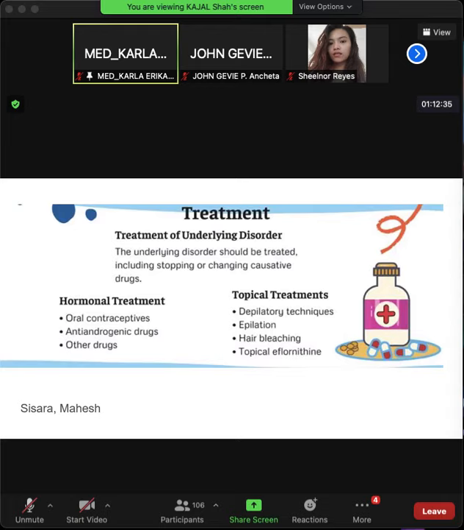For the hair bleaching, it makes excessive hair less obvious. And for the topical, eflornithine is a prescribed cream specifically for excessive facial hair removal. It's applied directly to the affected area of your face twice a day. It helps slow new hair growth but doesn't get rid of excessive hair.